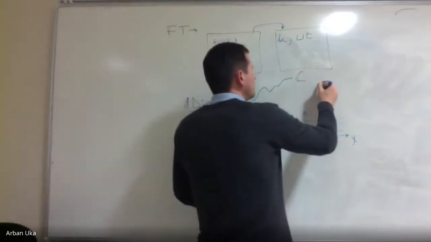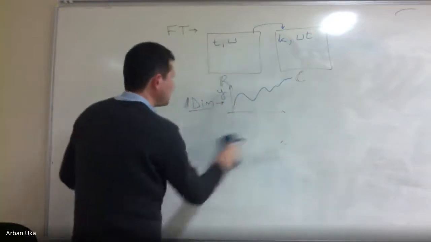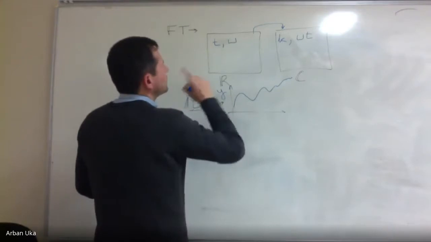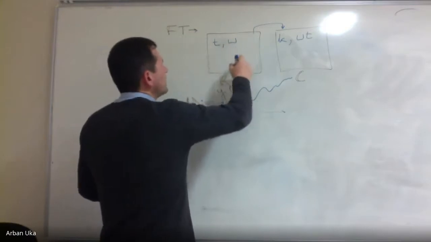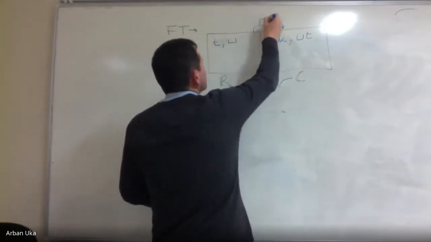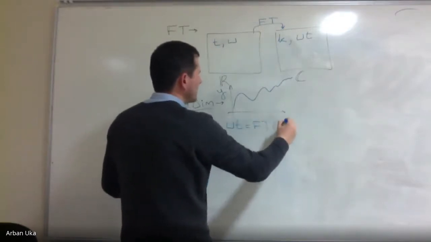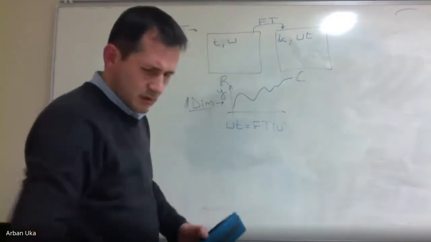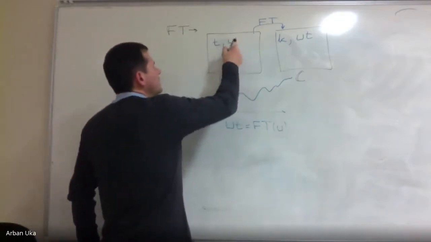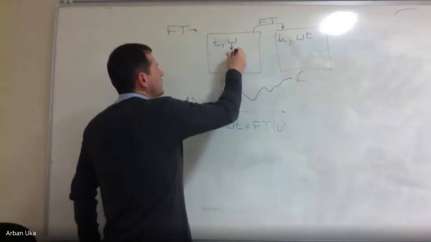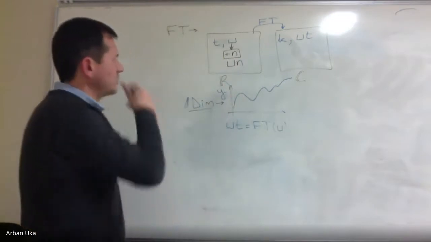So, let me use this part of the board. In the real domain we go this way just by applying FT. So here we see that Ut is equal to the Fourier transform of a signal U. This is what we denote here. Then in this real domain we can add a function n, which is noise, and we get Un, a signal with noise.